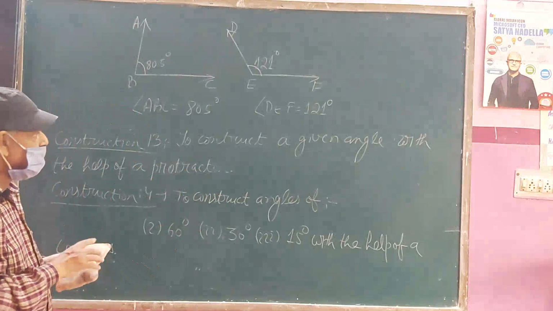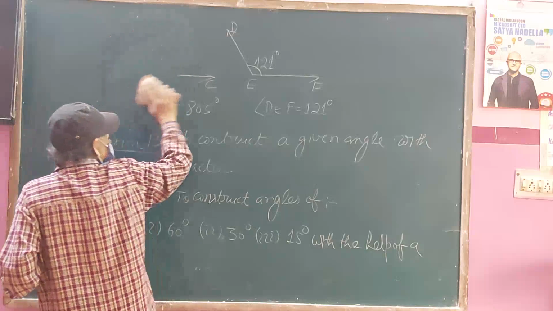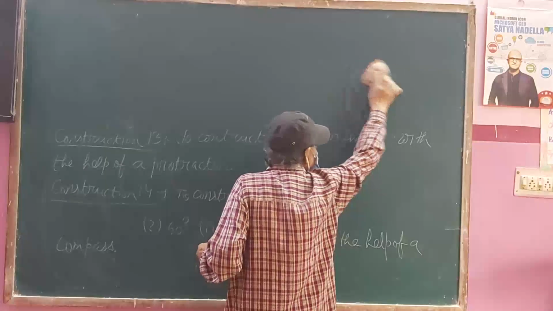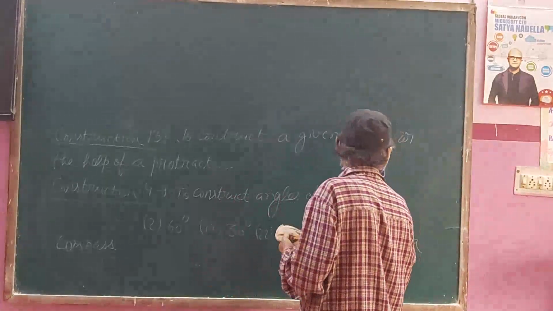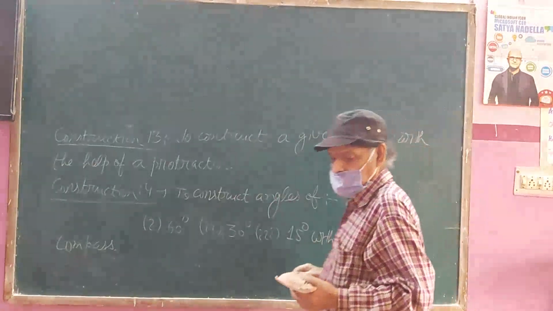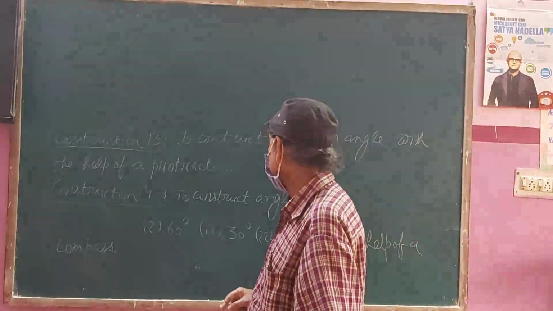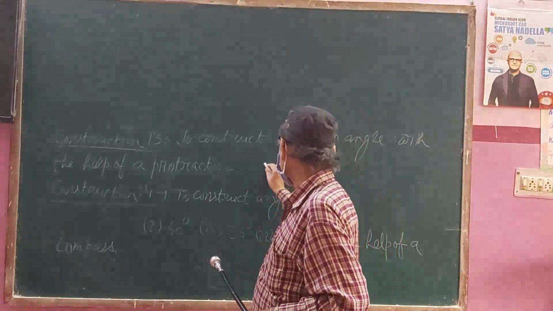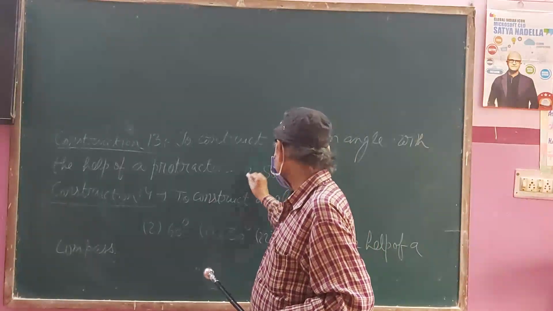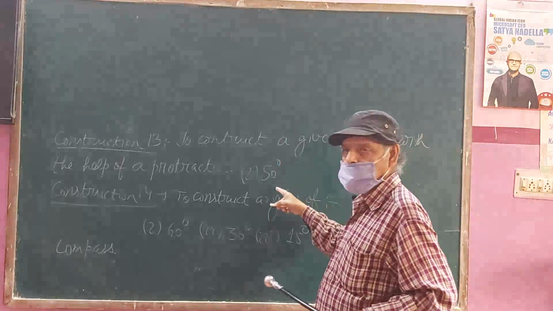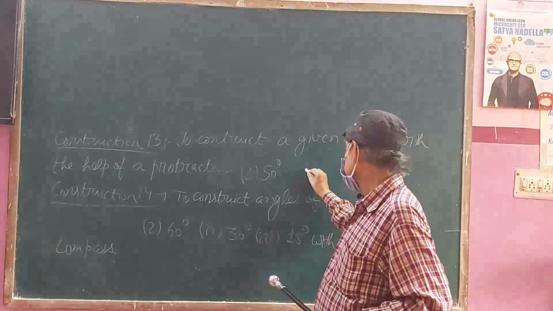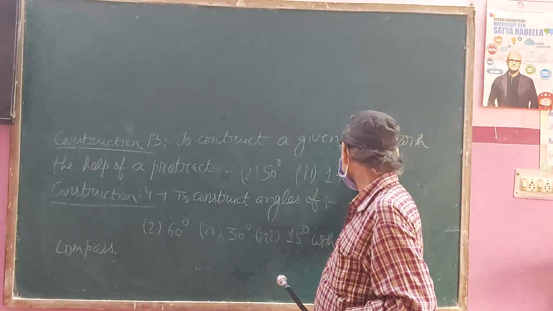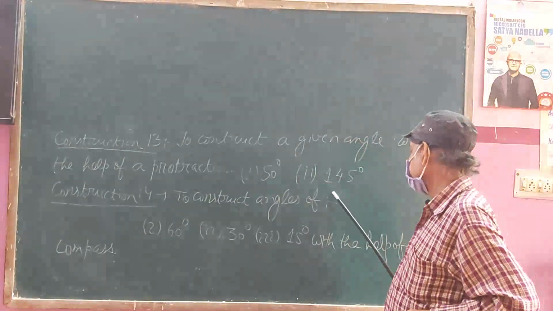Now I am coming to construction 13. This is again to be done with the help of a protractor. You can read it very well. To construct a given angle, suppose you have been given an angle, say 50 degrees. You have to construct this angle of 50 degrees with the help of your protractor. Say another angle is obtuse, say 145 degrees. Okay, one is acute, one is obtuse.